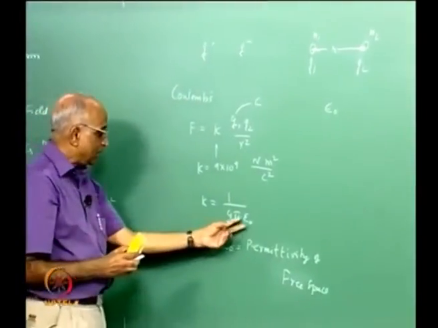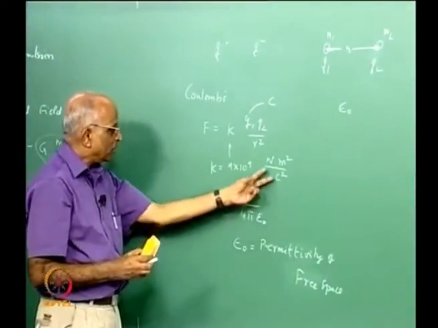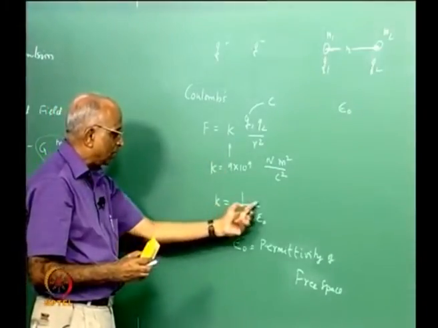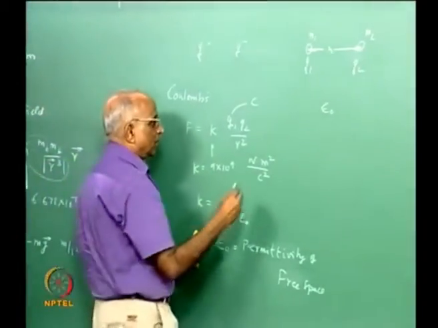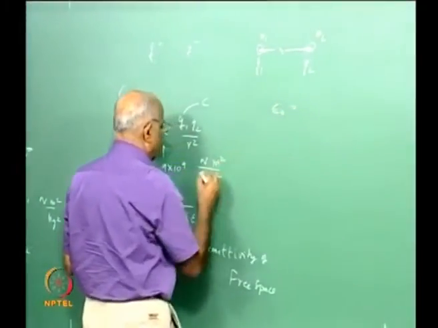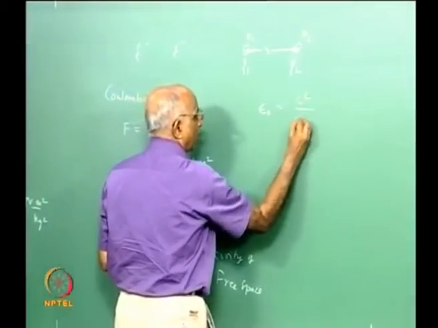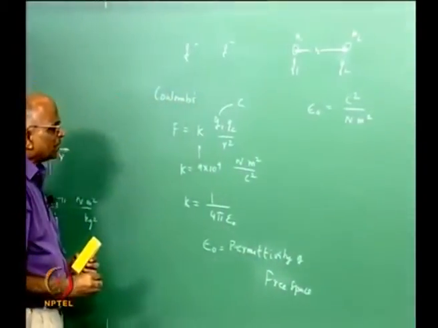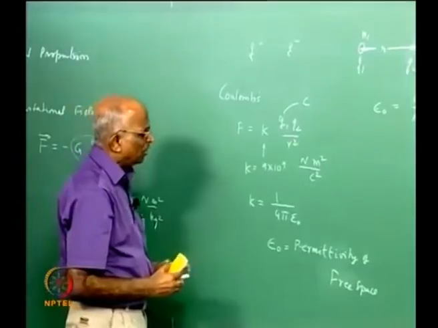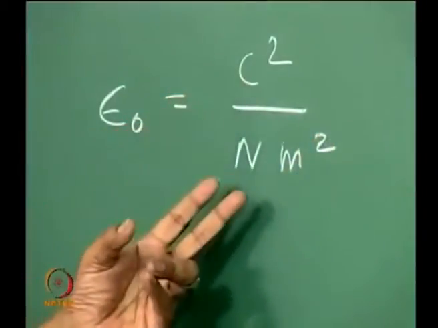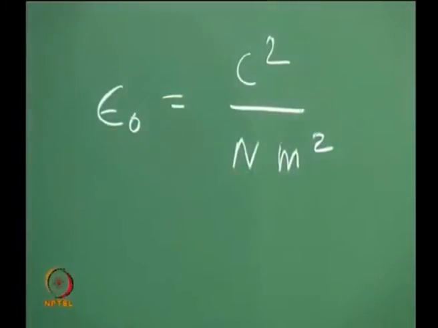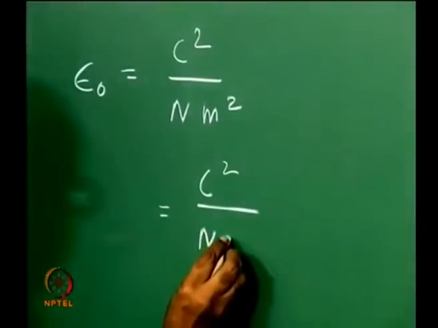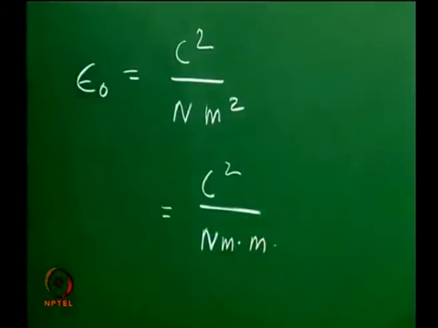Therefore the unit for epsilon naught, if we need the units of this, must be the opposite of k, because 1 over k goes as epsilon, and pi does not have units. Therefore the unit of permittivity of free space should be Coulomb squared by Newton meter square. Let's put this unit a little more clearly, because Coulomb is a charge, Newton meter is work done. Therefore, I can also write it as Coulomb squared by Newton meter into meter.